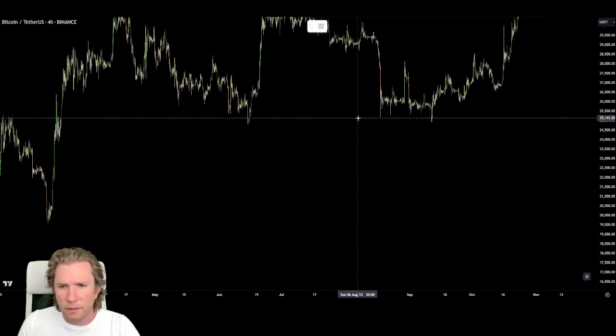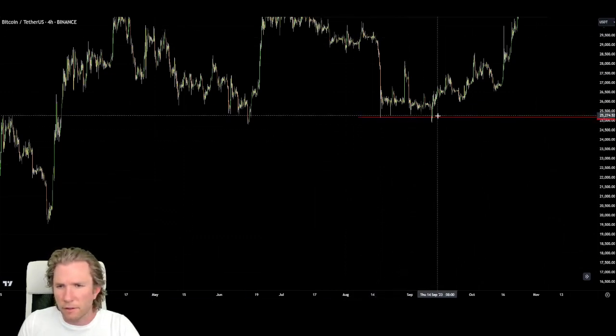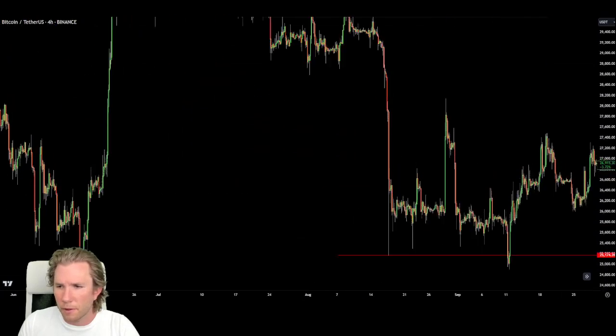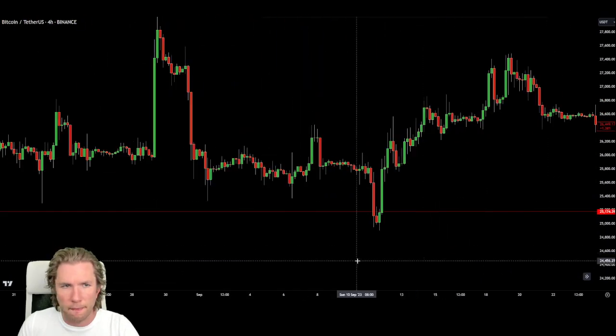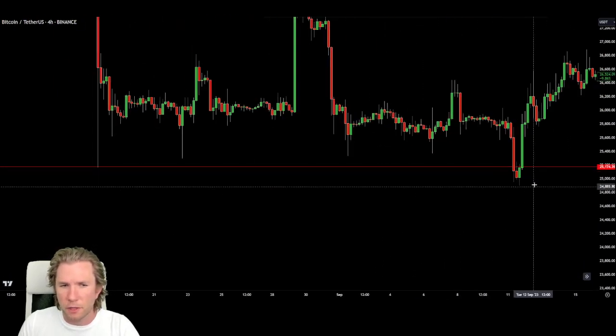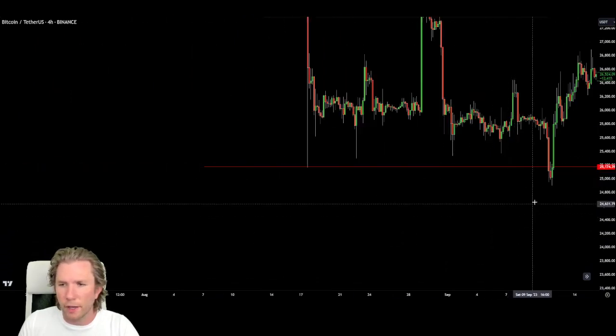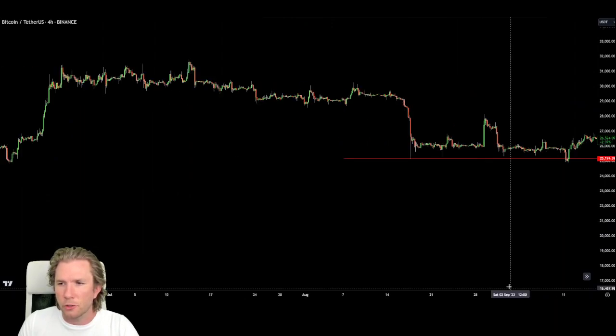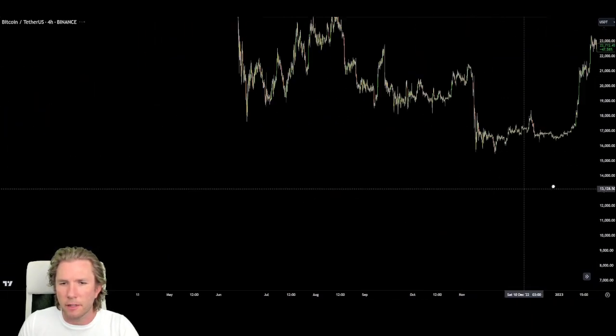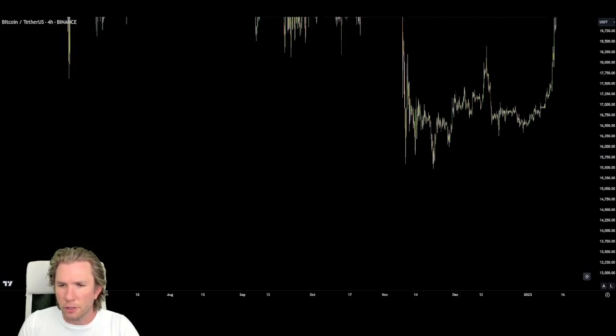So this is the same thing, right? They just sweep. Let me zoom in for you guys. They just sweep the low just like that. If you look at it on a daily, it's going to just look like a tiny little wick. Boom. They sweep the low, and they basically make people close their trades.